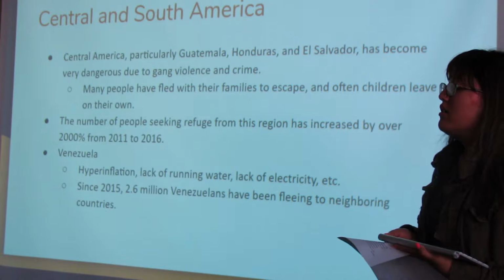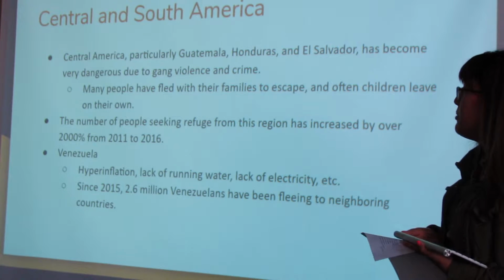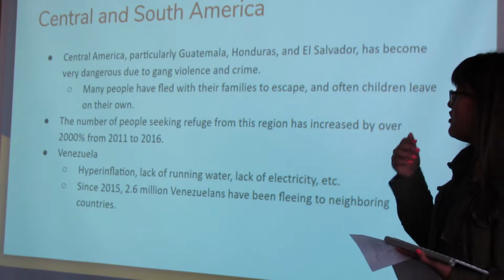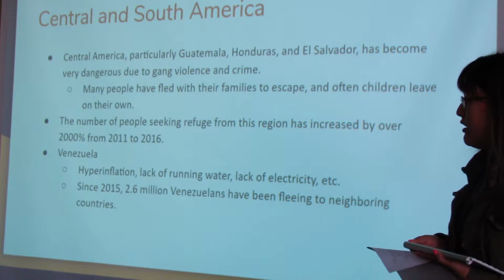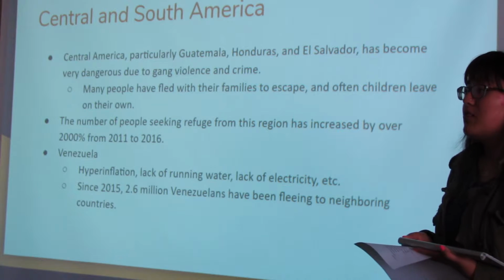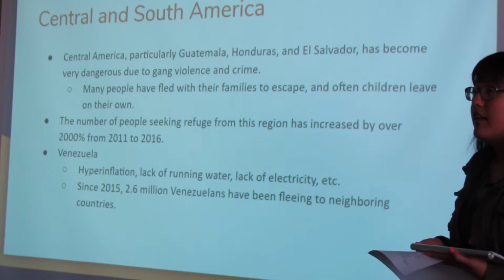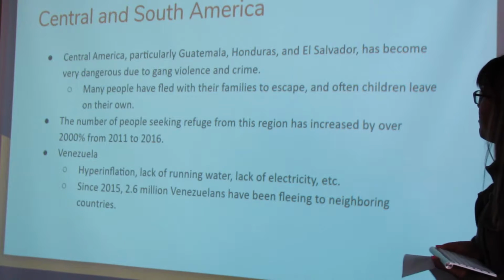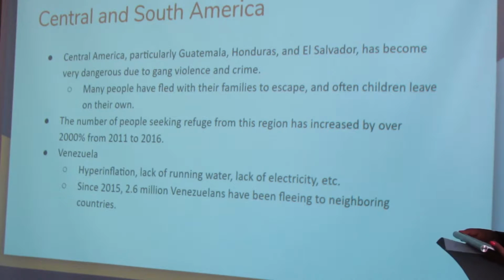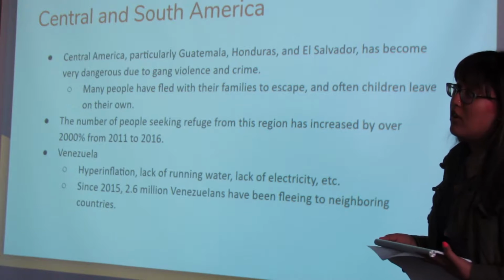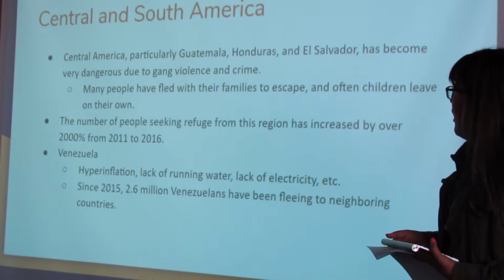So in Central America, there's not necessarily war happening, but there's a lot of gang violence and crime. While doing research, I read some stories where people had to leave because their sons were being recruited into gangs without their consent. A lot of their daughters were being sexually abused by gang members. It was just very hard to live in these conditions, so people had to leave. And often they send their children out on their own.